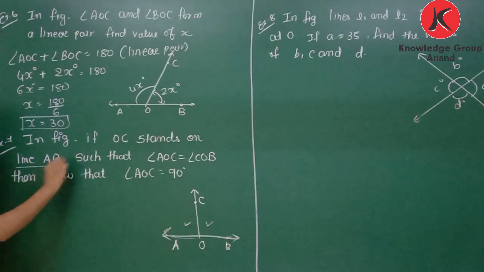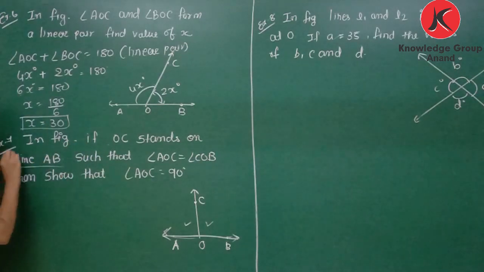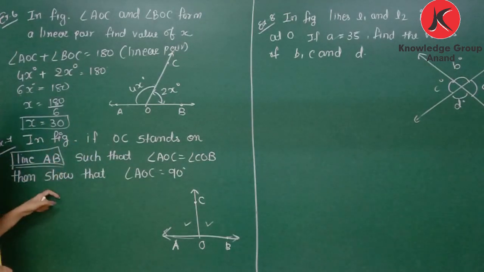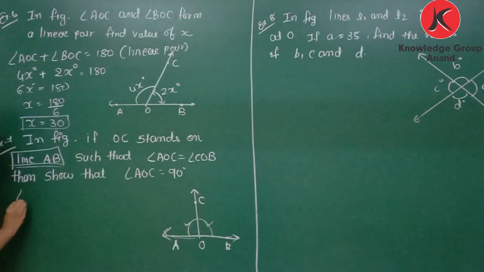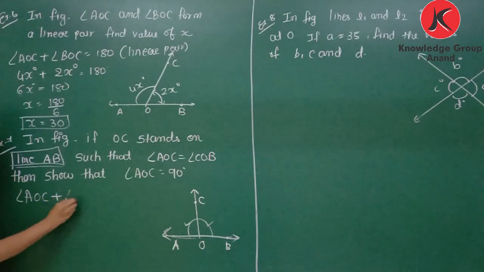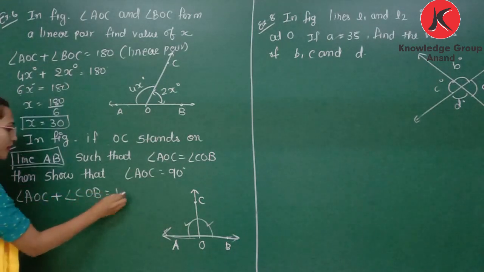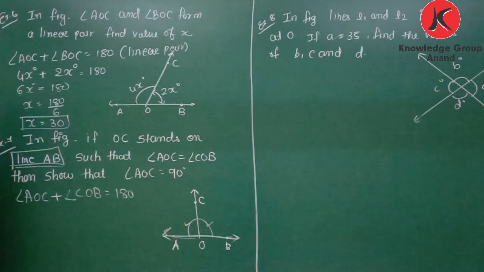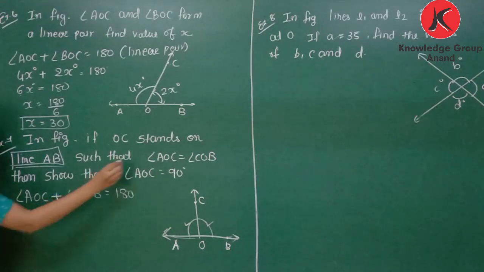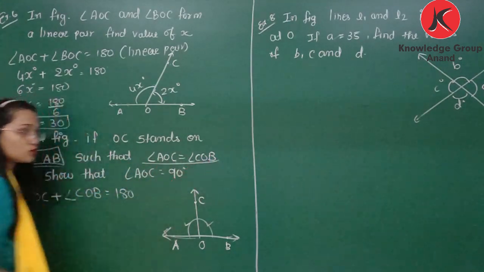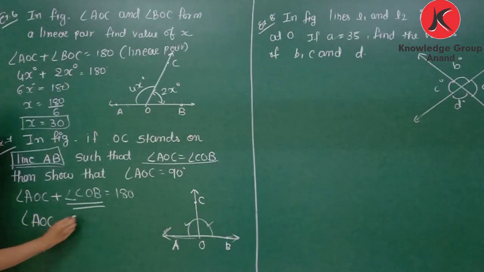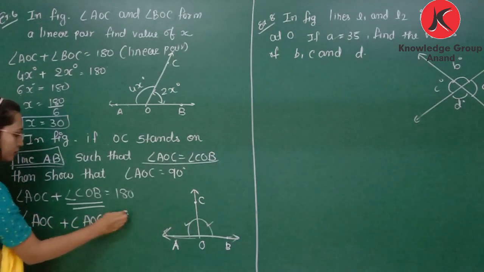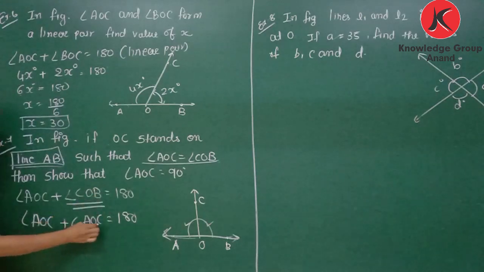Now it is on a line AB, and line AB means straight line, and straight line means 180. Again, OC stands on line AB. Line AB means it is a straight line, and straight line means it is 180. So here we can write angle AOC plus angle COB is equal to 180. Reason is it is on a line. But here in the question it is written that AOC is equal to COB. So instead of COB we can write AOC because they are same.